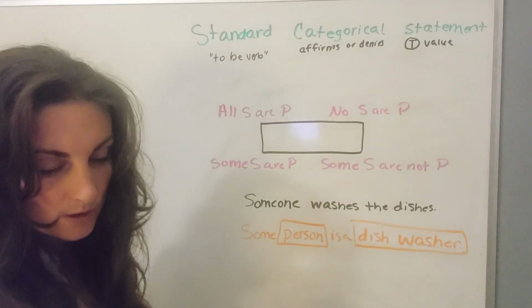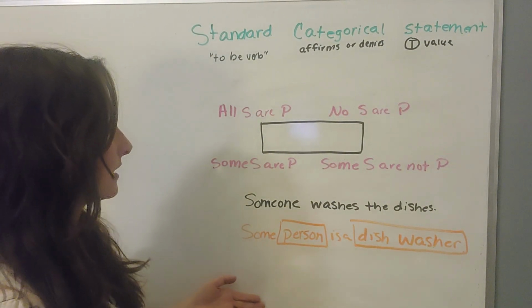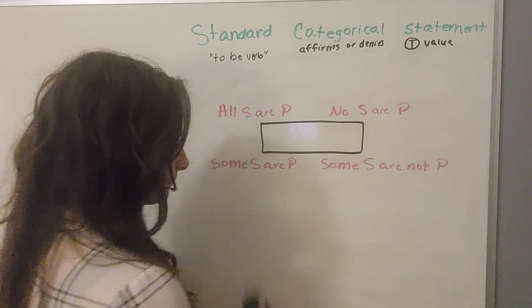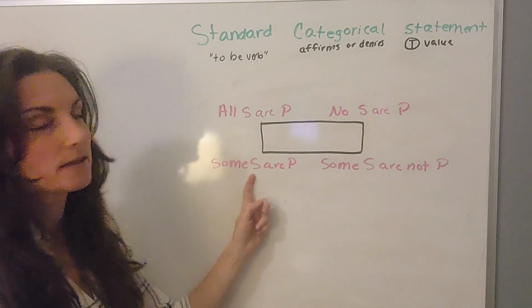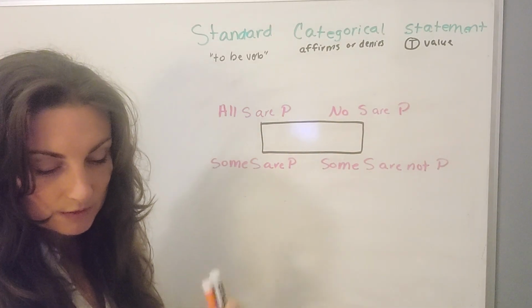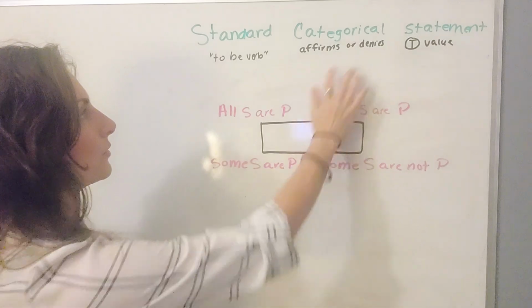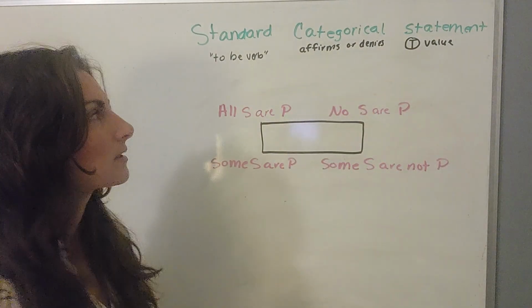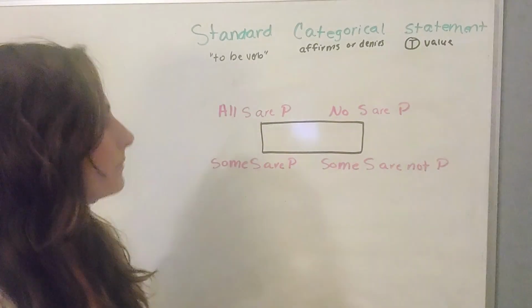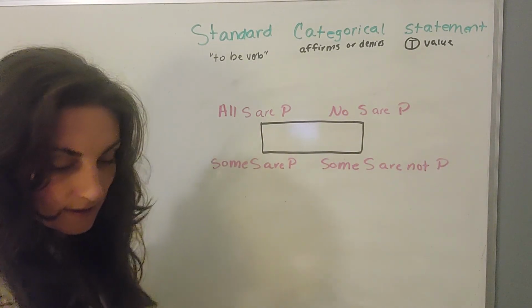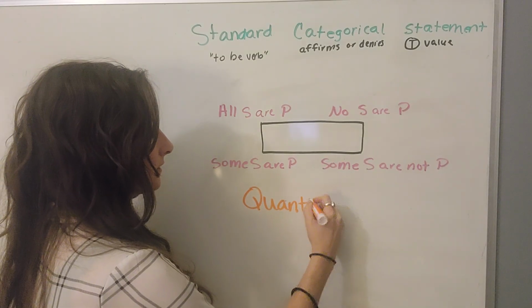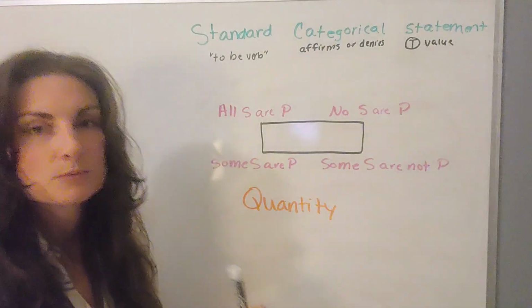Okay, so we're going to look at the different parts of the statements here. As I said, it has a subject and a predicate. When we're looking at the statements, the S stands for the subject and the P stands for the predicate. But there's also two other things because we're moving into this part where it talks about how it affirms or denies. So the first one is quantity. Quantity is how much of the subject we're talking about.